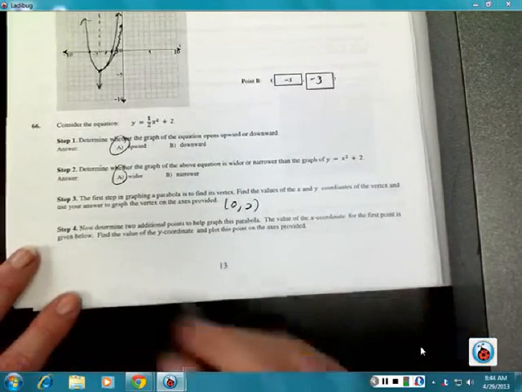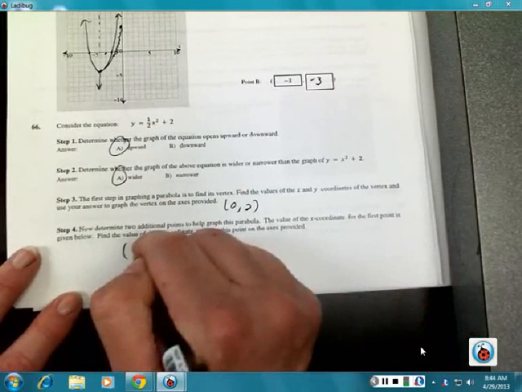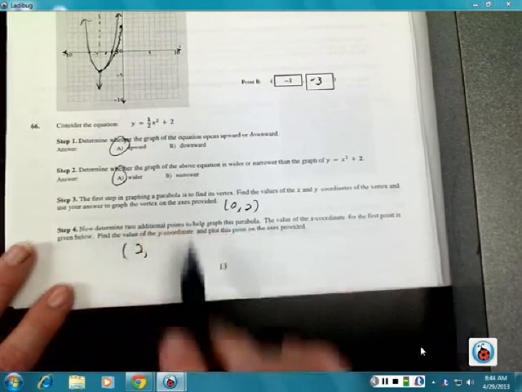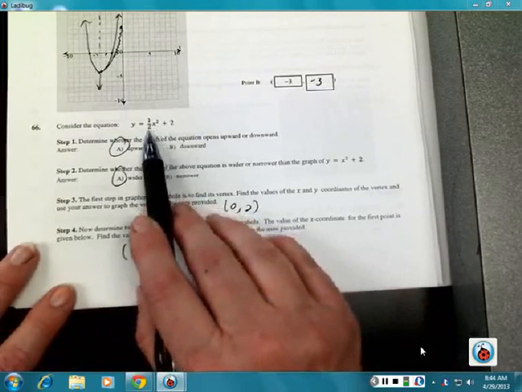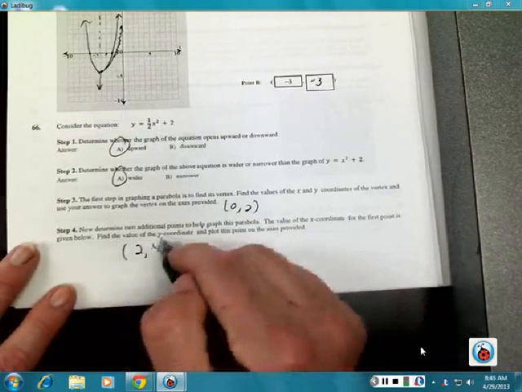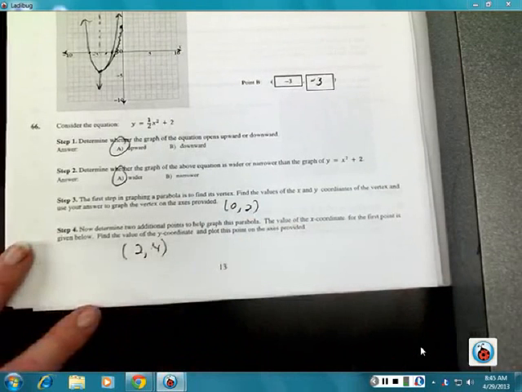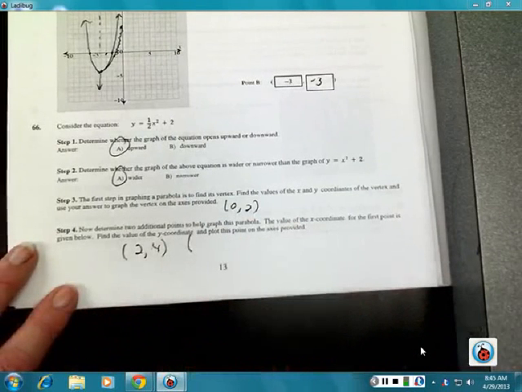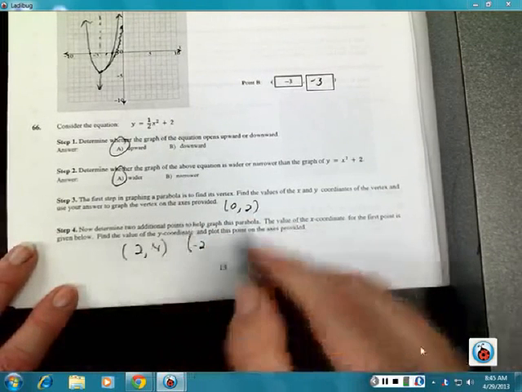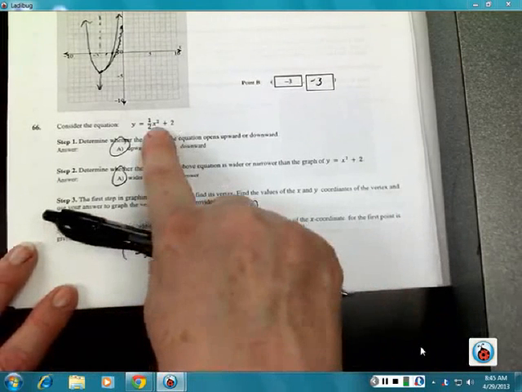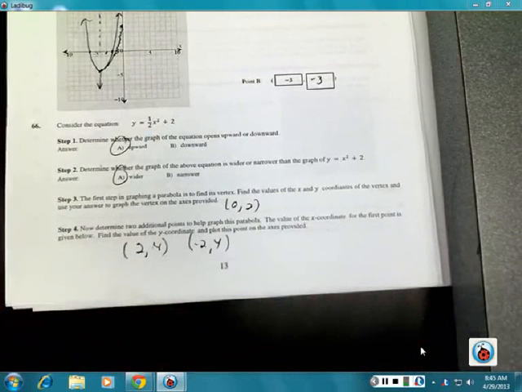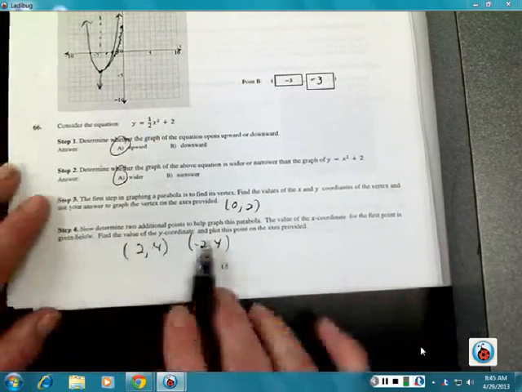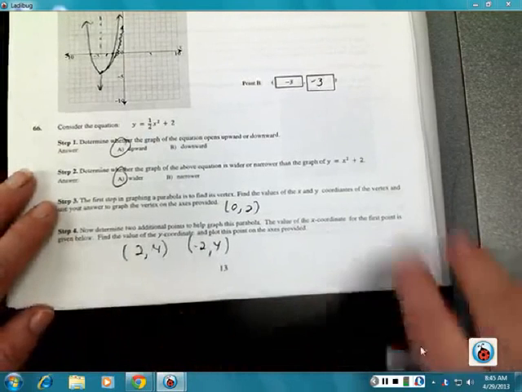So you can just plug in whatever point you want to plug in. So if we put in positive 2, what would the answer be? So 2 squared is 4. 4 times a half is 2. 2 plus 2 is 4. So I found another point. And then if I said, let's see, what does it do with a negative 2? Negative 2 squared is a positive 4. Half of 4 is 2. 2 plus 2 is also 4. So I found two additional points.